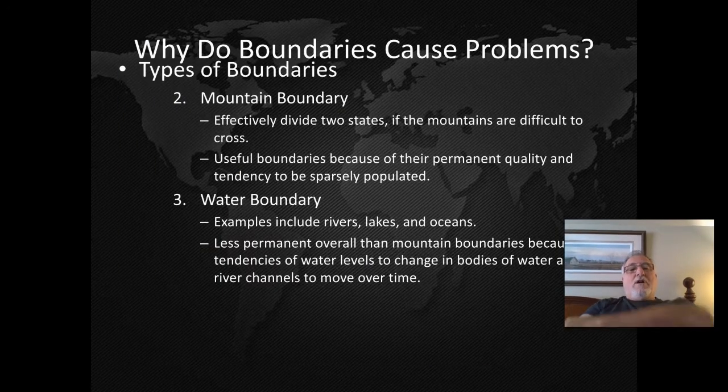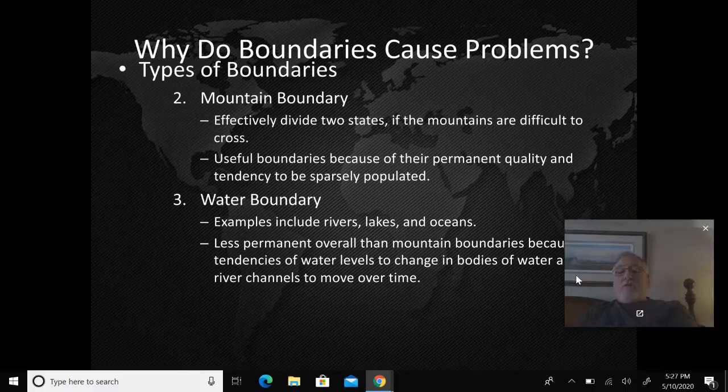The other two boundaries are mountain boundaries and water boundaries. Again, mountain boundary, physical, very good. A couple reasons: one, they're pretty permanent. Two, they tend to be sparsely populated. And then we have lakes, oceans, and rivers. These are also water boundaries.